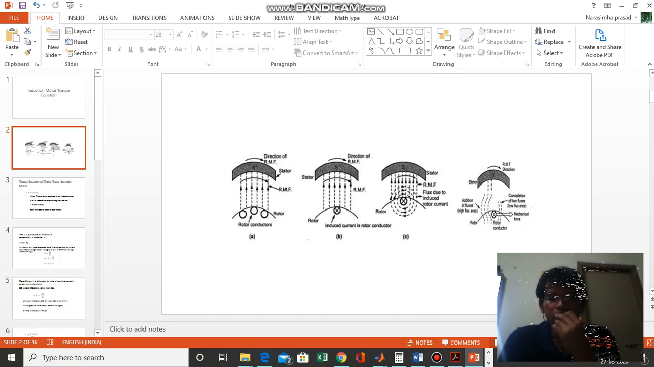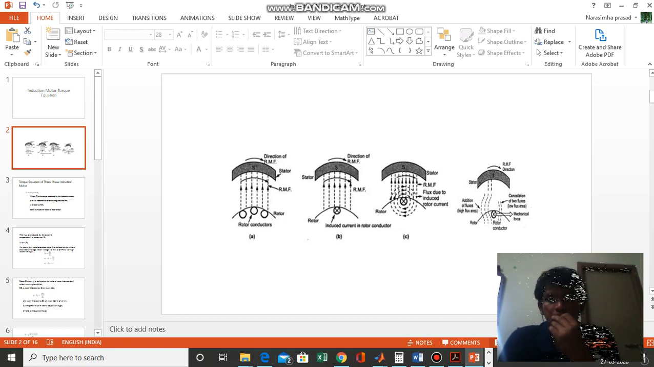If you see here, there is an aiding of flux in this direction, because the direction of the stator flux and the rotor conductor flux are the same, so there is a net aiding of flux, whereas here there is a net opposition of flux. So there exists a flux gradient here which tends to move the rotor conductors in this direction. In this way the rotor starts rotating.